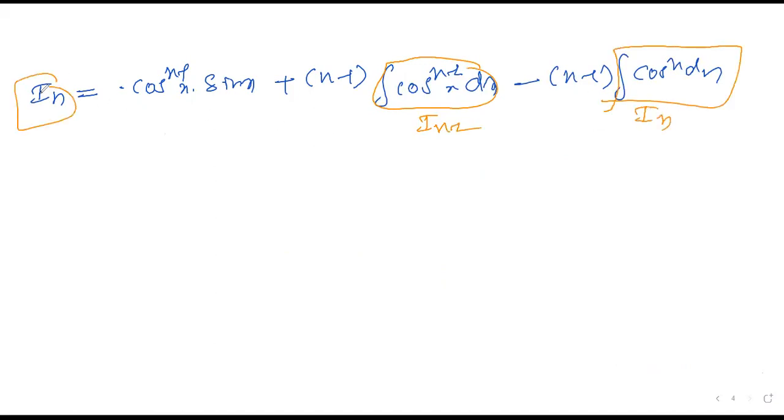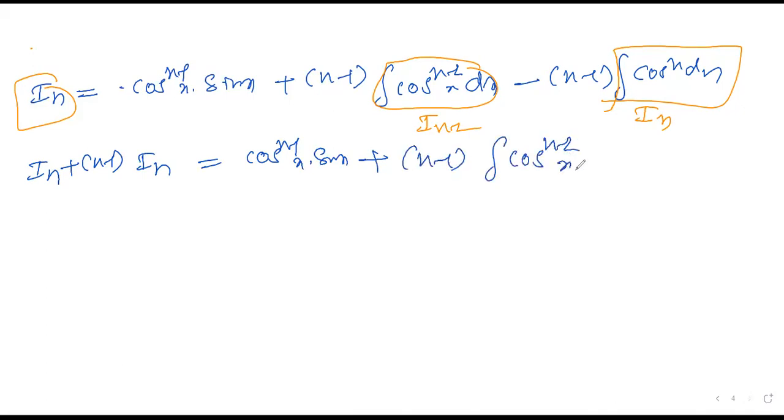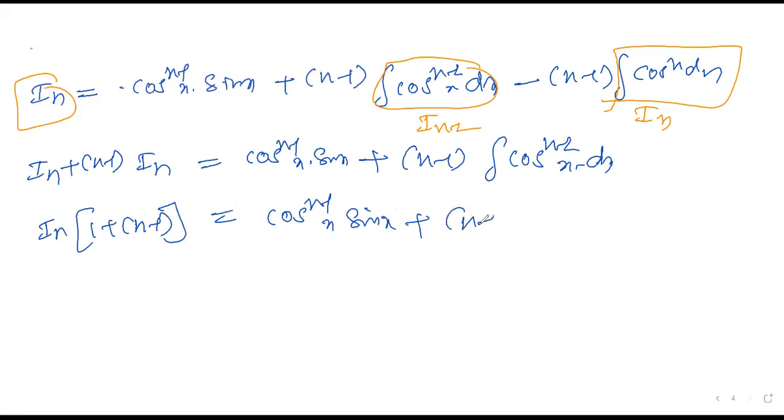So here In is there, our aim is to find In. So all In terms should be on the left. So In, then minus will come, plus (n minus 1) into In, equals cos power n minus 1 x into sin x, plus (n minus 1) integration cos power n minus 2 x into dx. Still your requirement is In, so In should be taken common. So In into (1 plus n minus 1) is equal to cos power n minus 1 x into sin x plus (n minus 1) into integration of cos power n minus 2 x into dx.